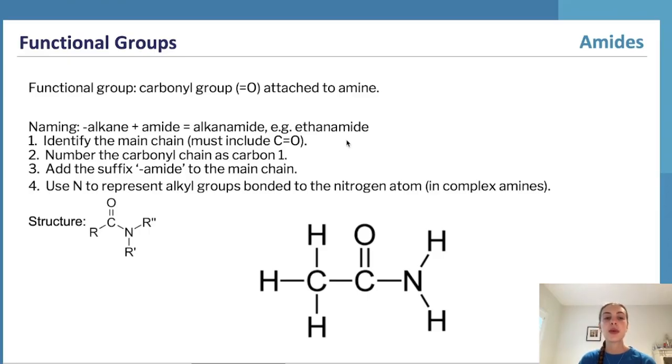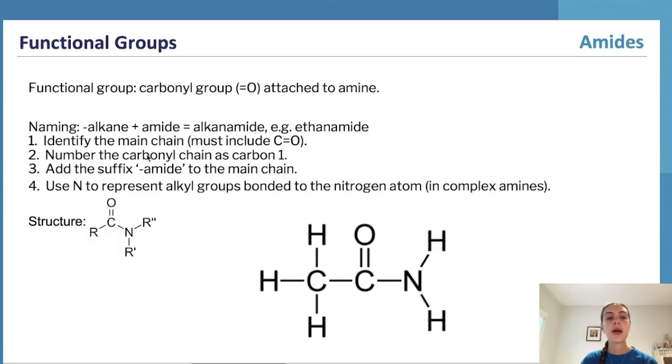So with these ones here, we also need to have a naming process because they are quite complex to name due to all of the substituted groups which can go in the location of where the hydrogens were in the original ammonia molecule. So it's very similar to naming amines, where first of all we must identify the main chain. So the main chain is the one which contains the carbon with the double bonded oxygen, so the carbonyl group. And so in ethanamide, that's this chain here where we can see we've got 2 carbons, the one closest to the nitrogen having the double bonded oxygen carbonyl group.